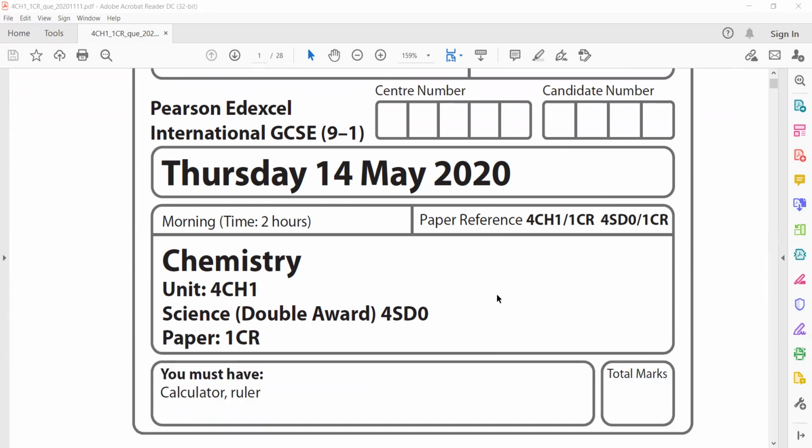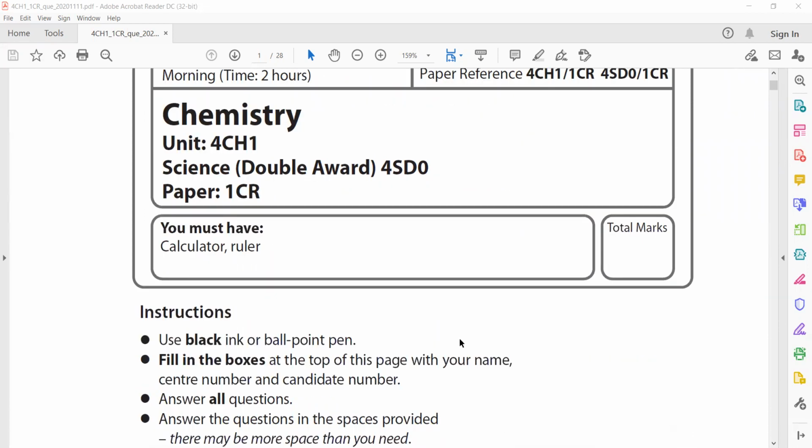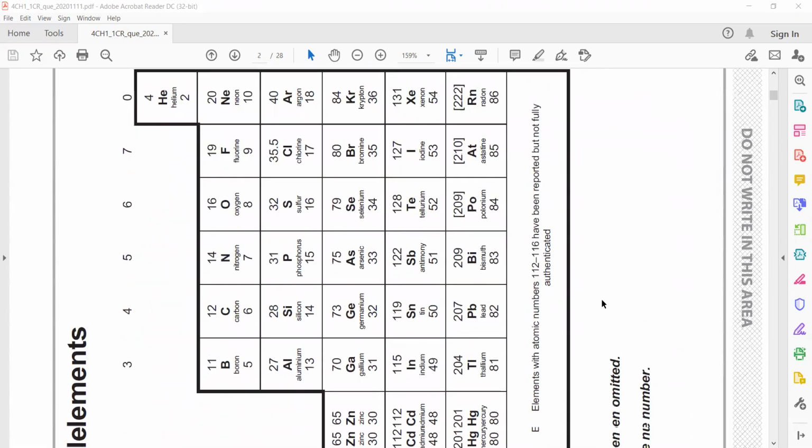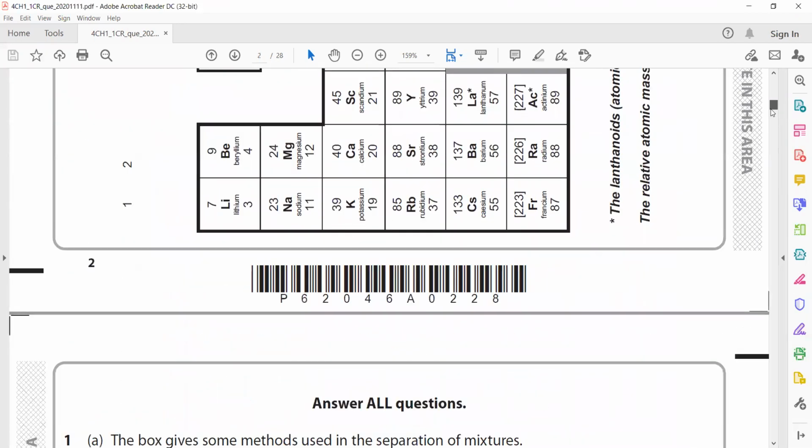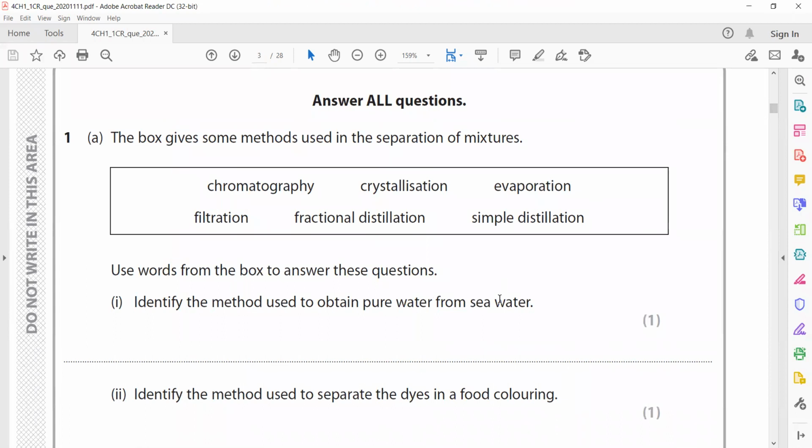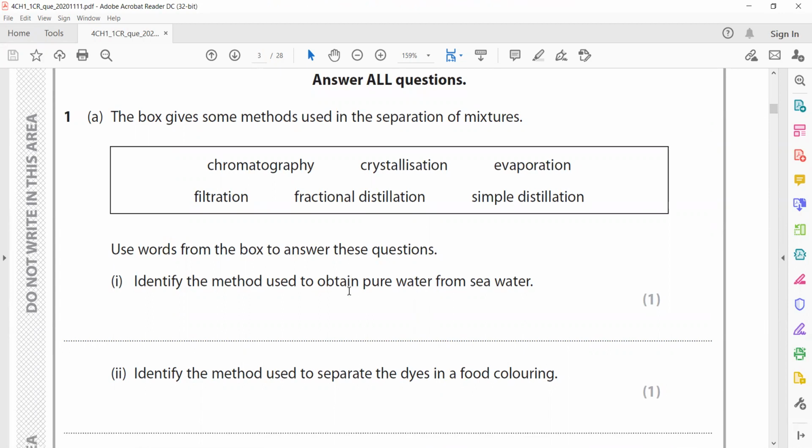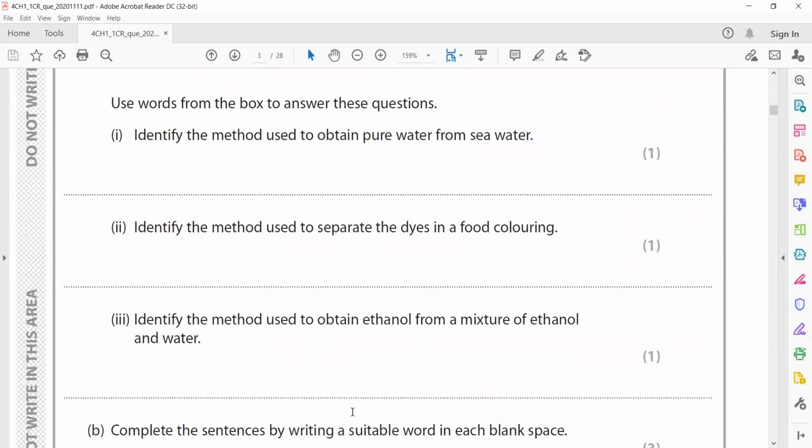I will quickly go through this paper. So I will not type the answer, I will just discuss the answers. The book gives some methods used to separate the mixture: chromatography, crystallization, evaporation, all these methods are given. Identify a method used to obtain pure water from seawater. So if you want to obtain pure water from seawater, we'll use simple distillation.